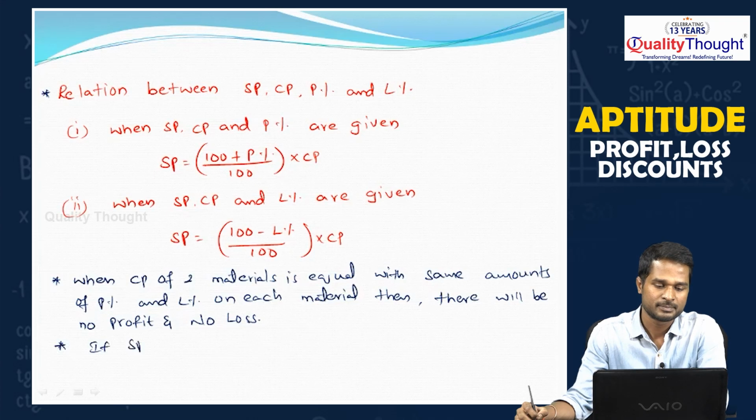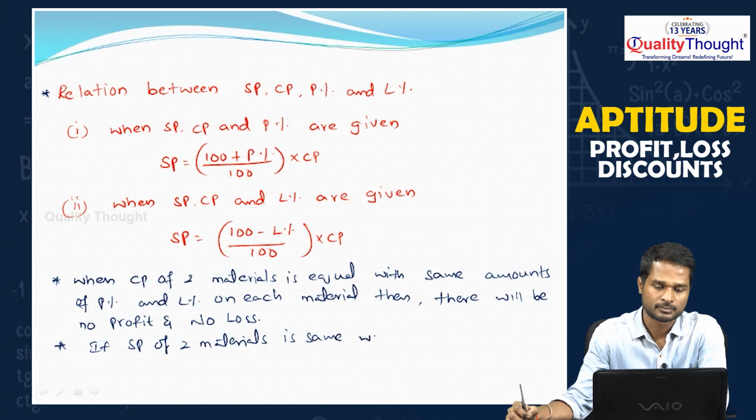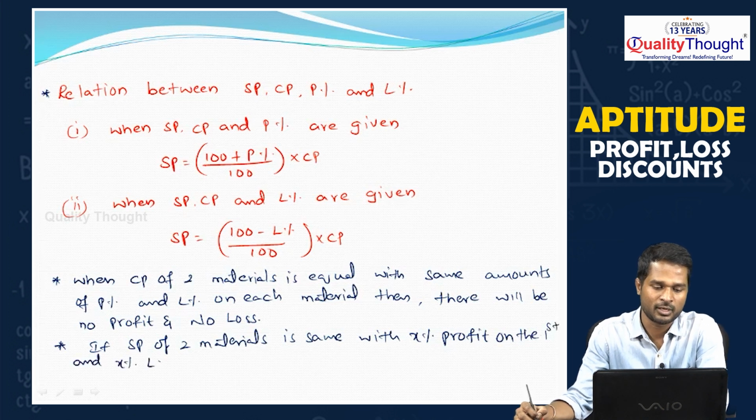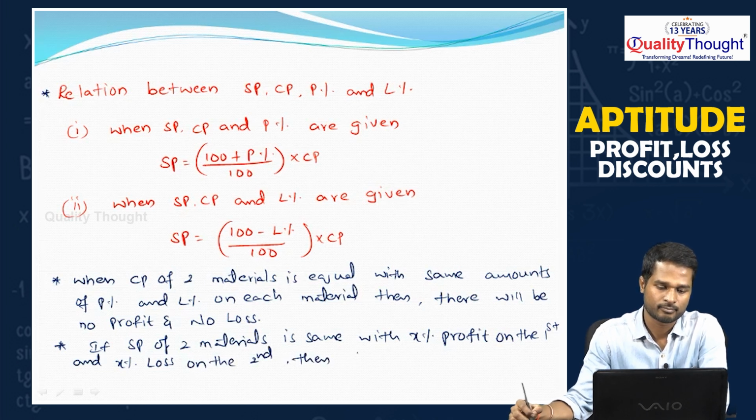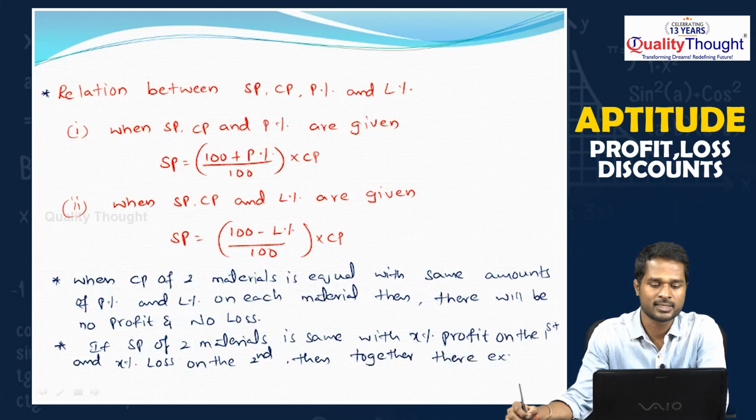The second case: if the selling price of two materials is equal, with x percentage profit on the first material and x percentage loss on the second material, then on both the items together there exists a loss of x square by 100 percentage. This will be the loss.